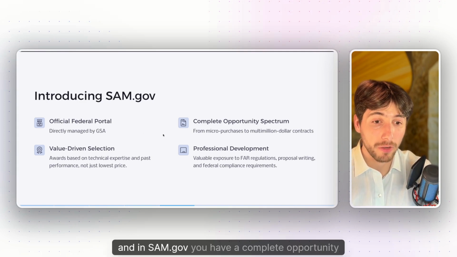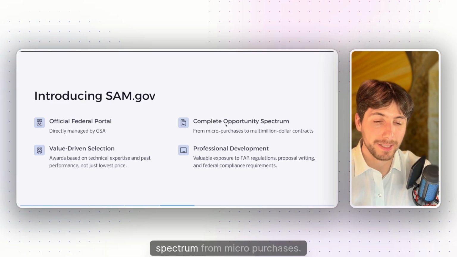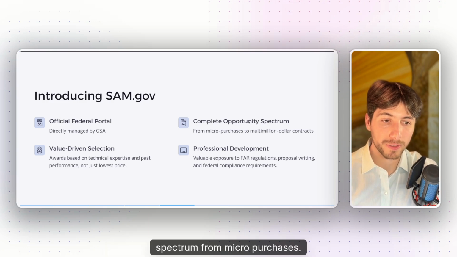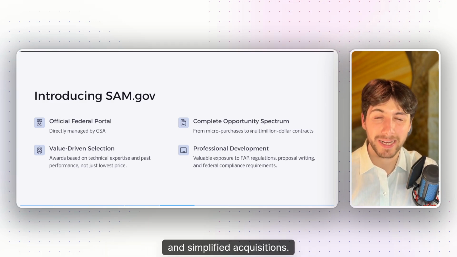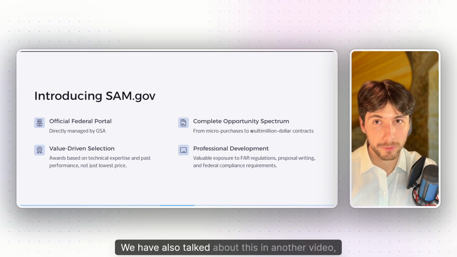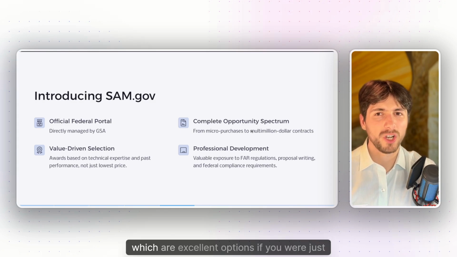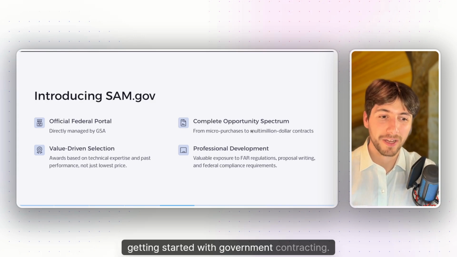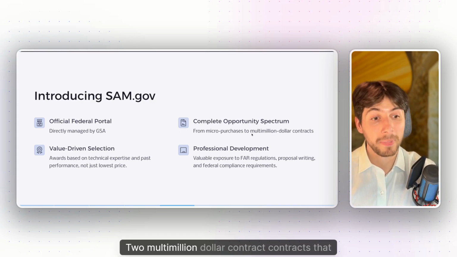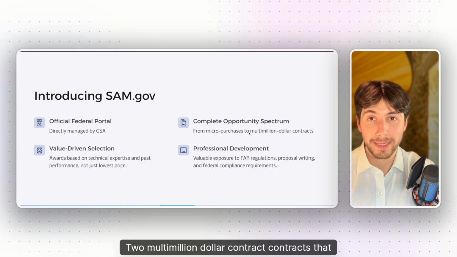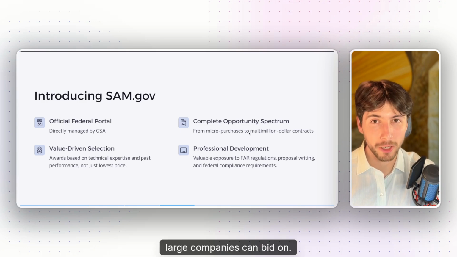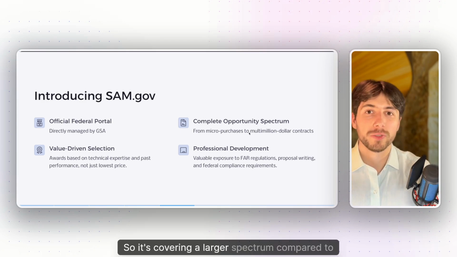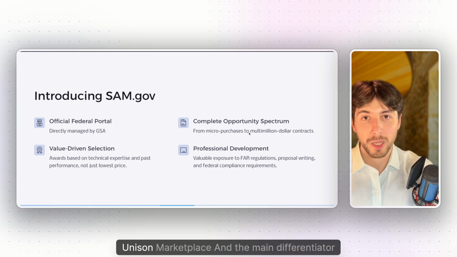And in SAM.gov, you have a complete opportunity spectrum from micro purchases and simplified acquisitions, which are excellent options if you are just getting started with government contracting. We have also talked about this in another video. It goes all the way to multi-million-dollar contracts that large companies can bid on. So it's covering a larger spectrum compared to Unison Marketplace.